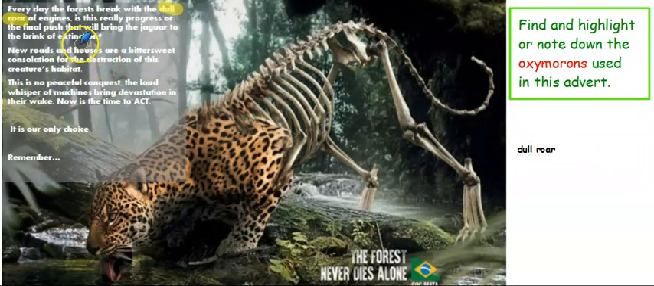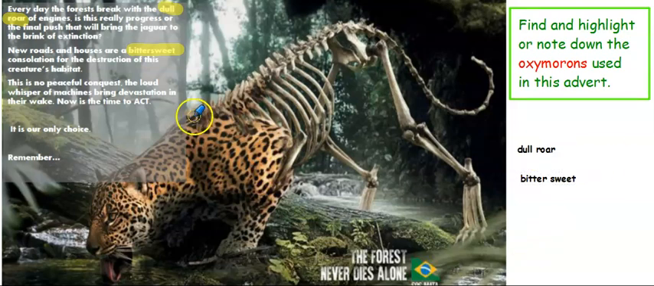We'll keep reading. Is this really progress or the final push that will bring the jaguar to the brink of extinction? New roads and houses are a bittersweet... Here's one. Think about that taste. If something is bitter, it is sour. If something is sweet, it is sweet. Can't really be both. This is an oxymoron, two words side by side contradicting, so bittersweet is our second example that we've managed to find. Did you spot this one too?